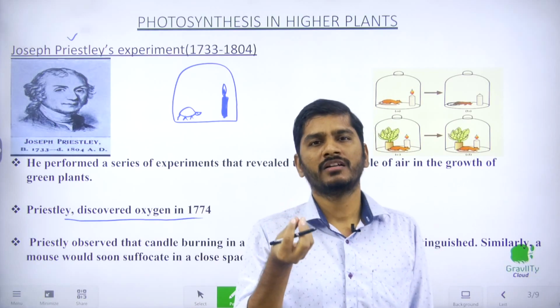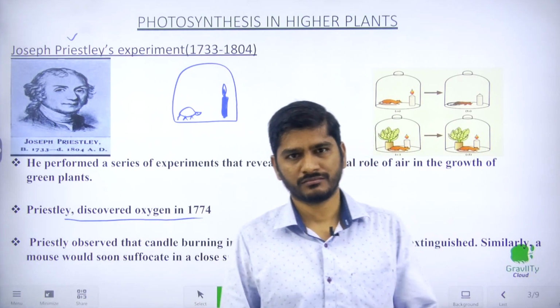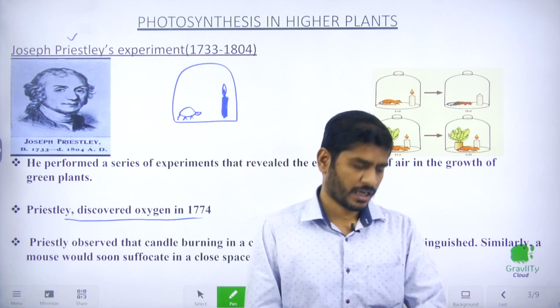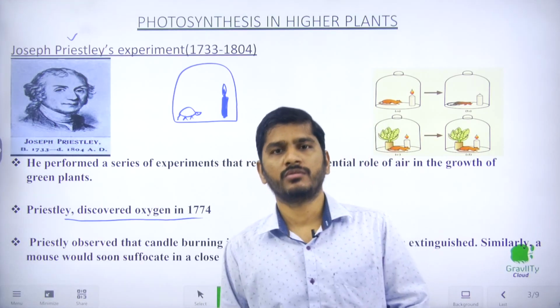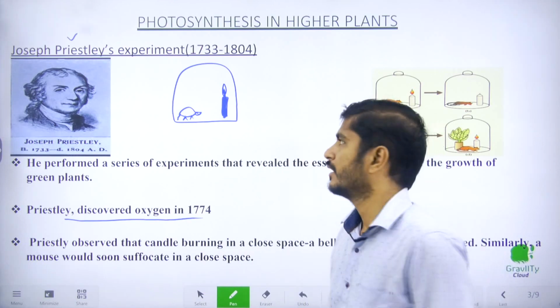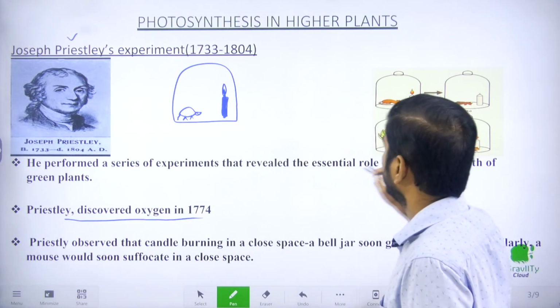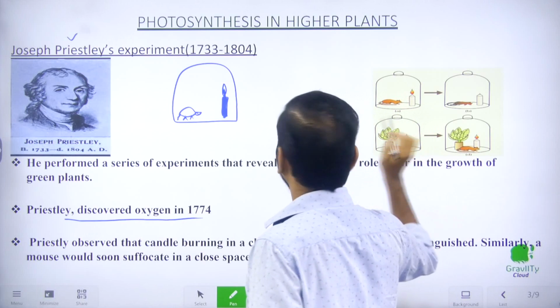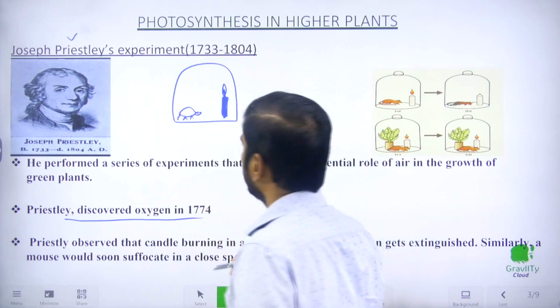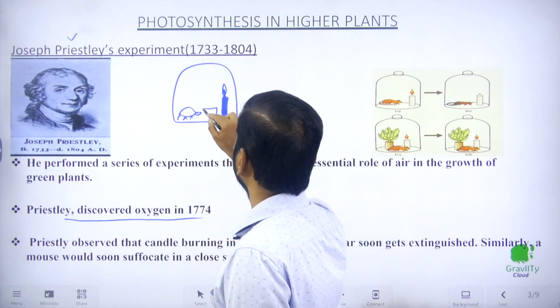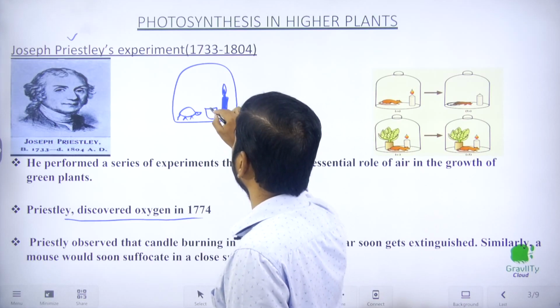So he made a small hypothesis there. Initially he made a small hypothesis and found out what is happening exactly. Next what he did, in the same place again he lit the candle, again he chose a mouse and he kept a mint plant. I think you know mint, right?